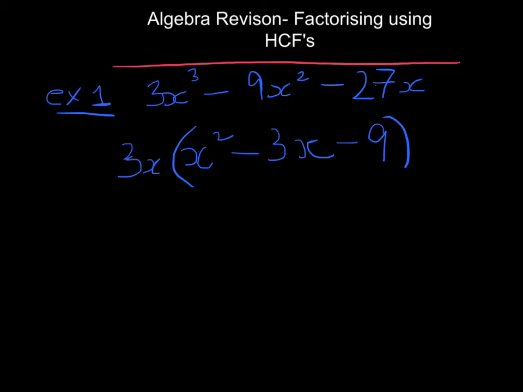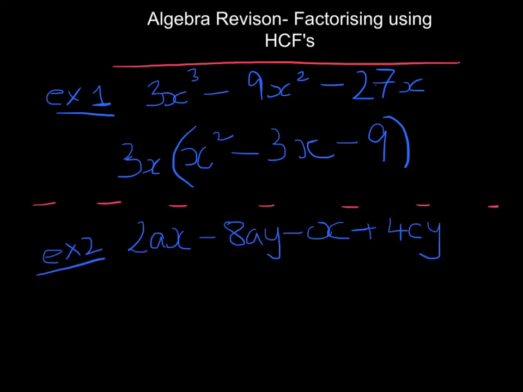Finished, fully factorised for this one, because I can only take out a highest common factor. So what if I have an example like this one, where I don't have a highest common factor in all 4 terms, but I have got it across 2 terms? The first 2 terms here have a highest common factor, and these 2 terms have a highest common factor.